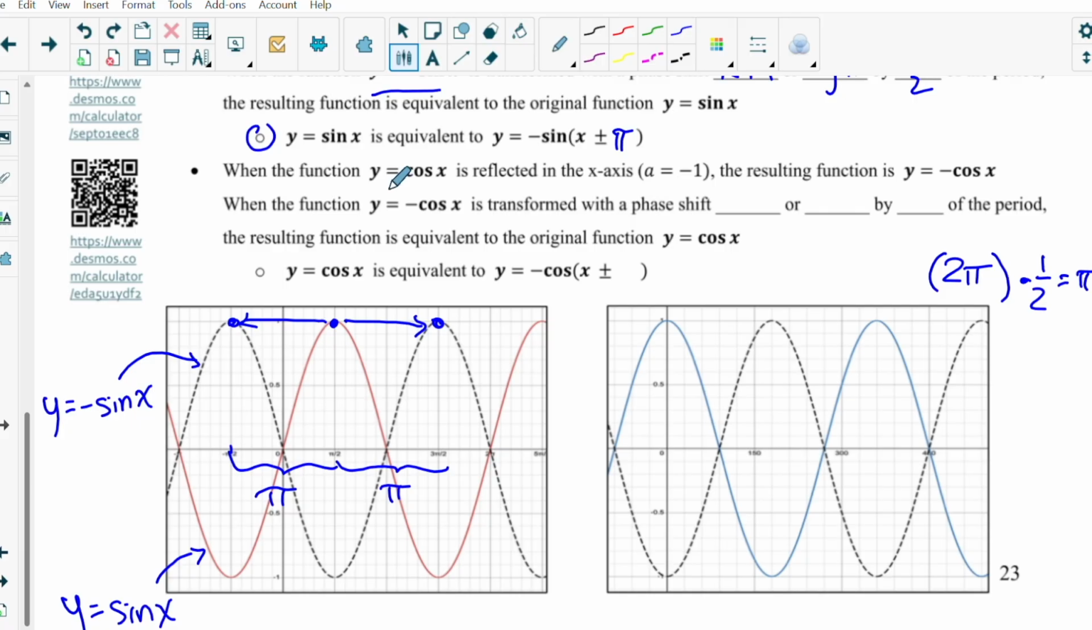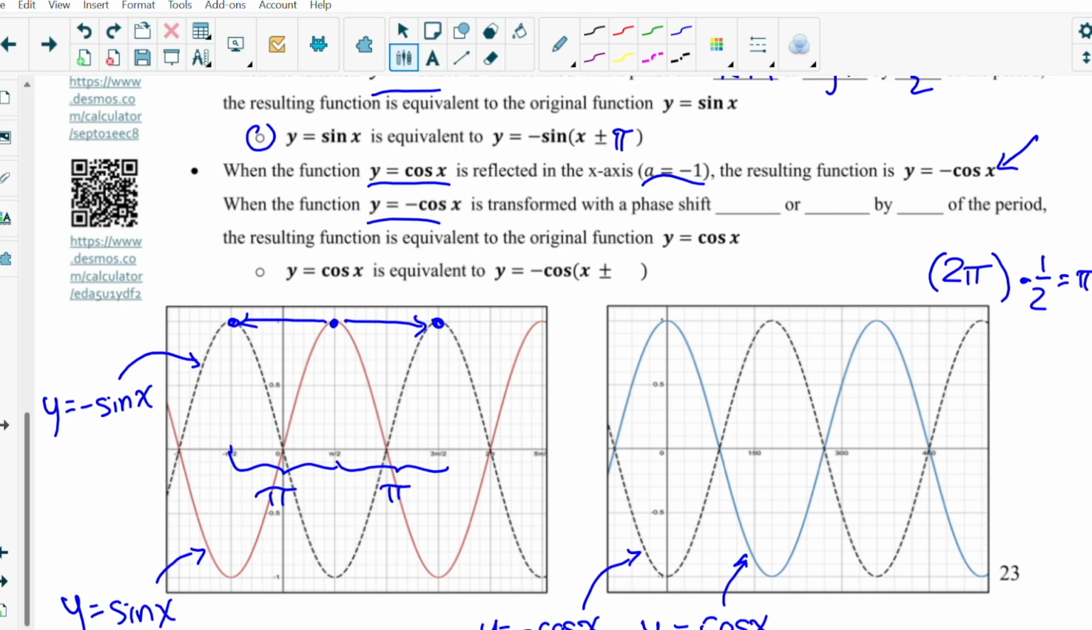Okay, let's do it for cosine. When the function y equals cosine of x is reflected in the x-axis, a equals -1. The resulting function is y equals negative cosine of x. So here is y equals cosine of x, and here in dotted is y equals negative cosine of x.